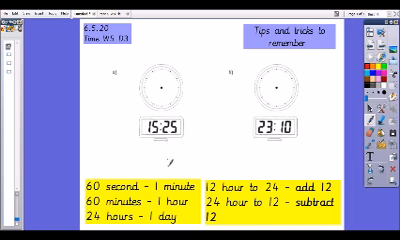So, I've made some quick conversions here, so I know that 60 seconds is the same as a minute, 60 minutes is the same as an hour, and 24 hours is the same as one day. This is going to help me later on to answer the other questions.